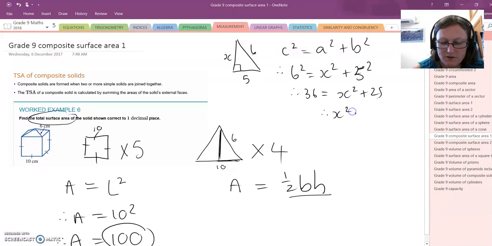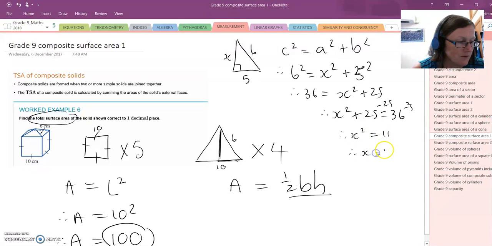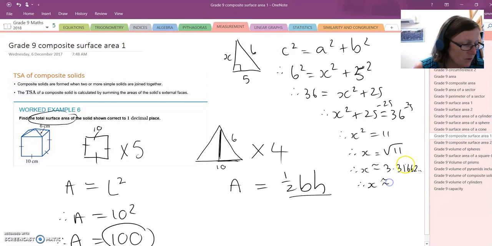I like to switch the sides to have my unknown on the left. I'm going to take 25 from both sides. So x squared is equal to 11. So x is equal to the square root of 11. So it's approximately 3.31662, and so on. Let's just approximate to 1 decimal point, 3.3, the height of the triangle.